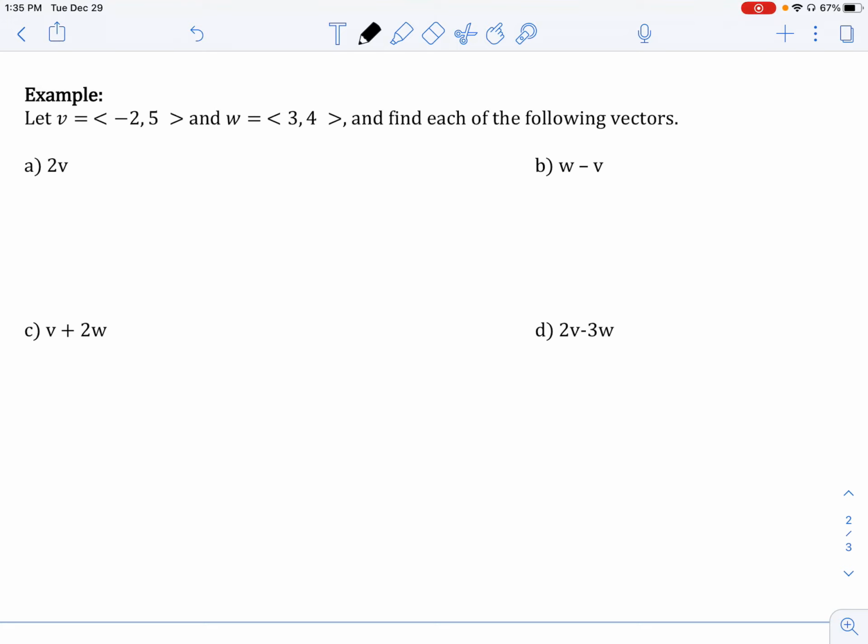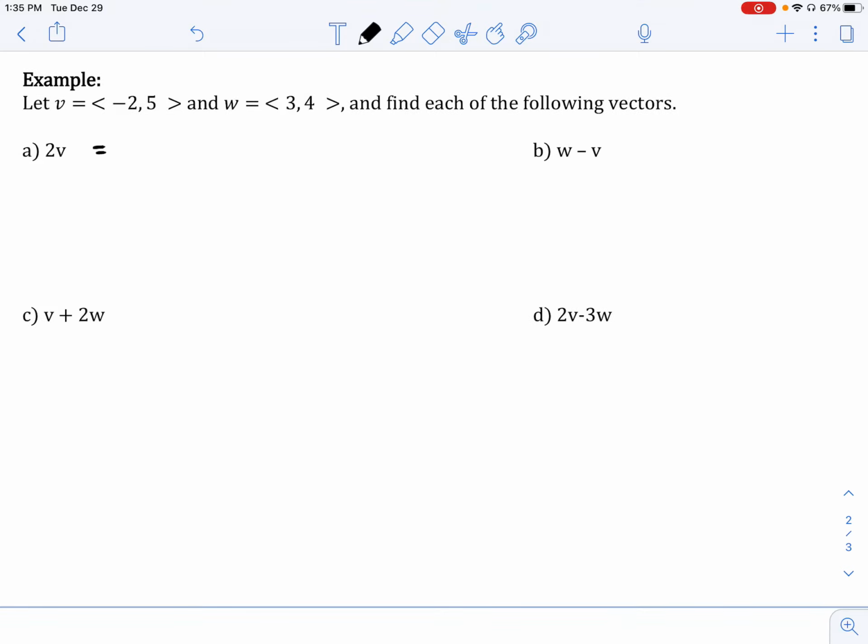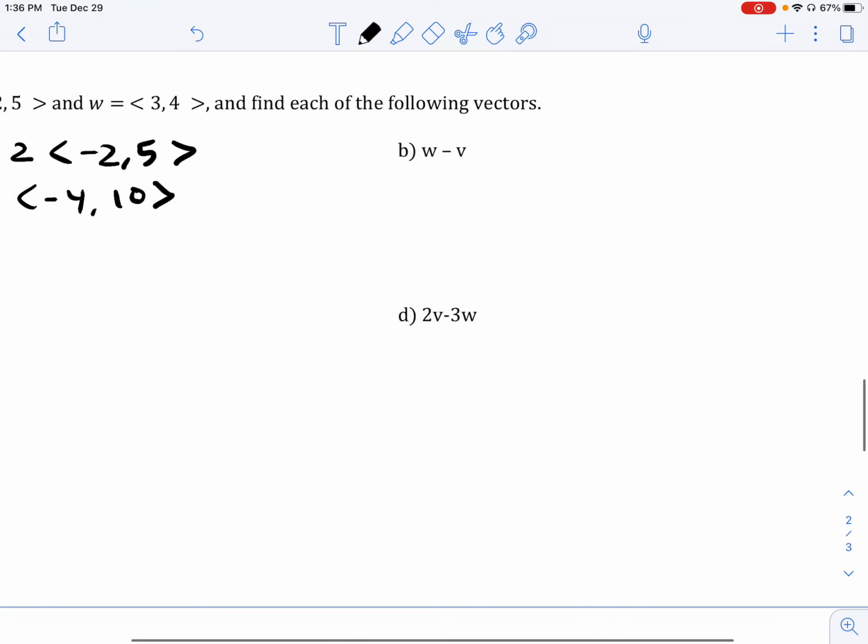So if vector v is negative 2, 5, what would 2v look like? Well, that just means we're going to take this vector v and multiply it by 2. So it's 2 times negative 2, 5. And what that would give us is negative 4, positive 10. If you know how to distribute numbers, then you can do these operations. All right? Let me go ahead and try B.